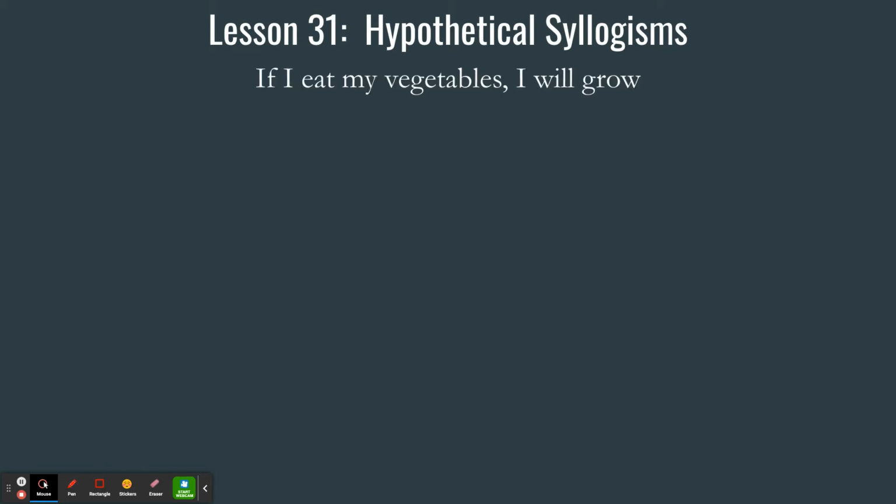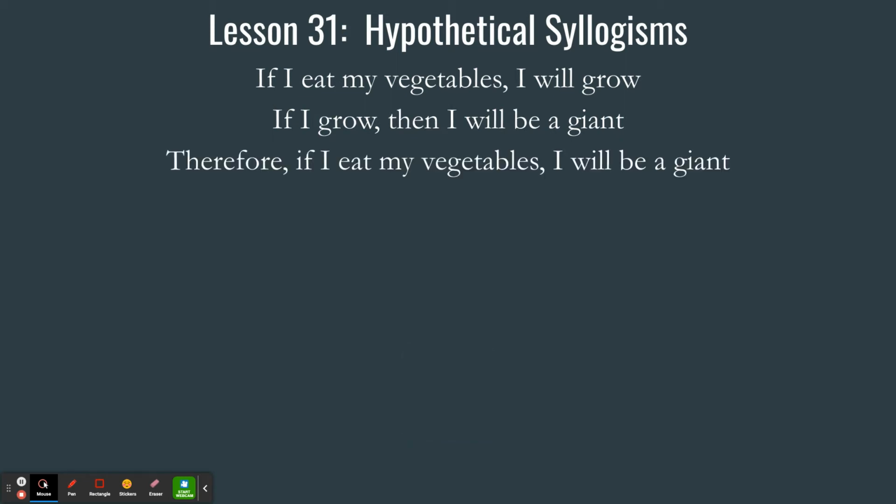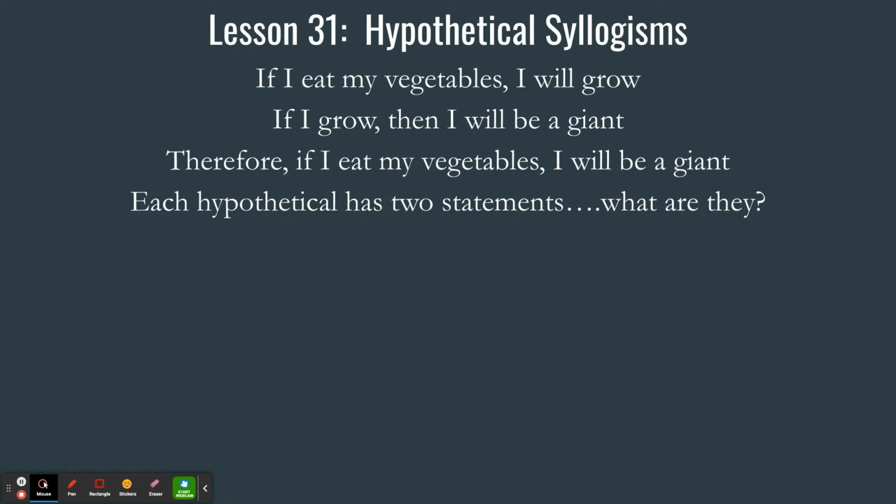So here's another hypothetical. If I eat my vegetables, not my syllogisms, if I eat my vegetables, I will grow. If I grow, then I will be a giant. Therefore, if I eat my vegetables, I will be a giant. So I should tell my kids that because they don't like vegetables. So each hypothetical statement up there has two statements.